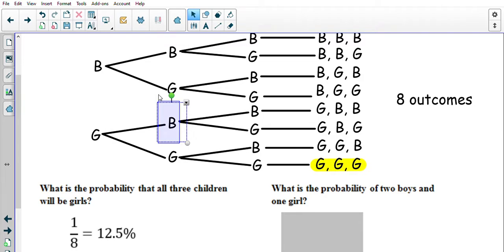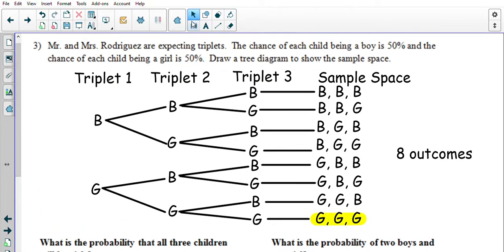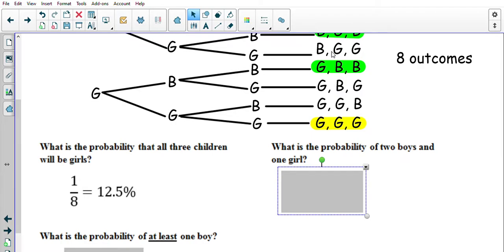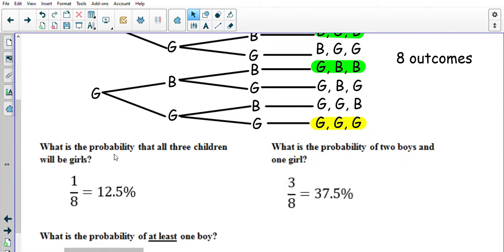What is the probability of 2 boys and 1 girl? So let's go through. We need 2 boys, 1 girl. So that's going to be this outcome, and this outcome. 2 boys, 1 girl, 2 B's, 1 G. That's going to be 3 out of our 8 possible outcomes. 3 divided by 8 is 0.375, which is 37.5%.